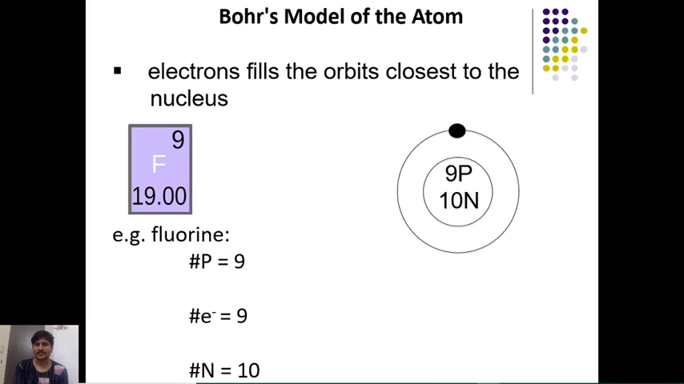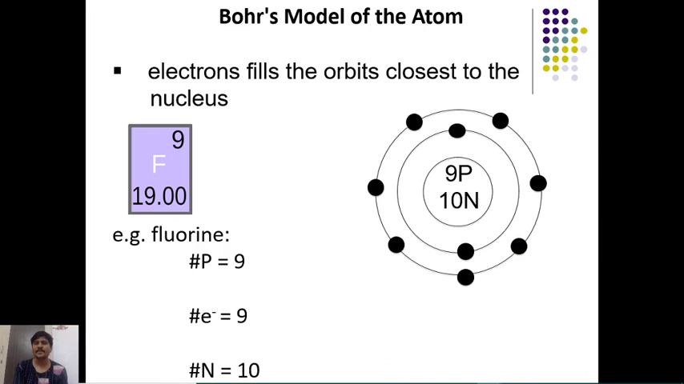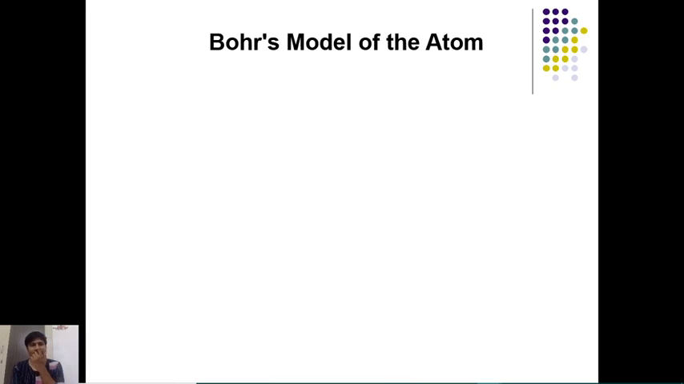So in the first orbit we put two electrons. After that it fulfills the condition of the first orbit. Then a new orbit arrives and the remaining electrons are filled in this orbit. Okay, so this is the first example, fluorine.